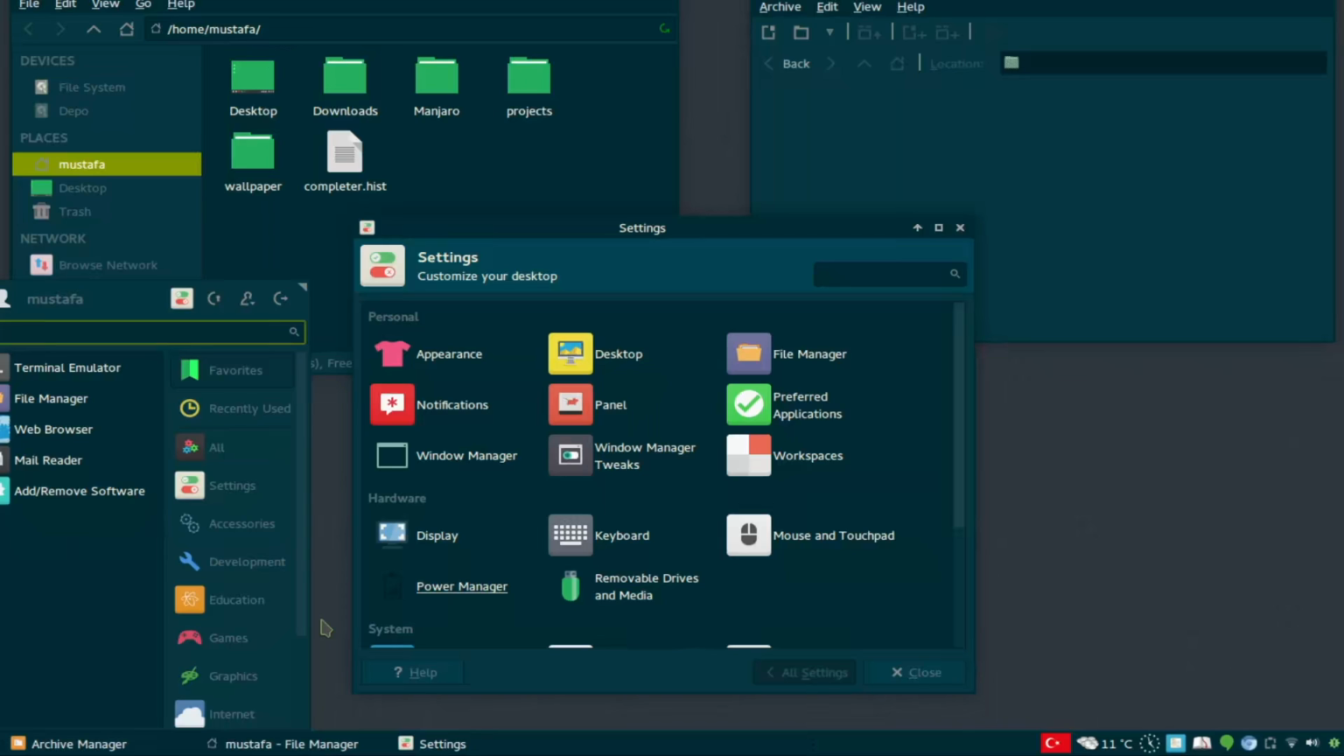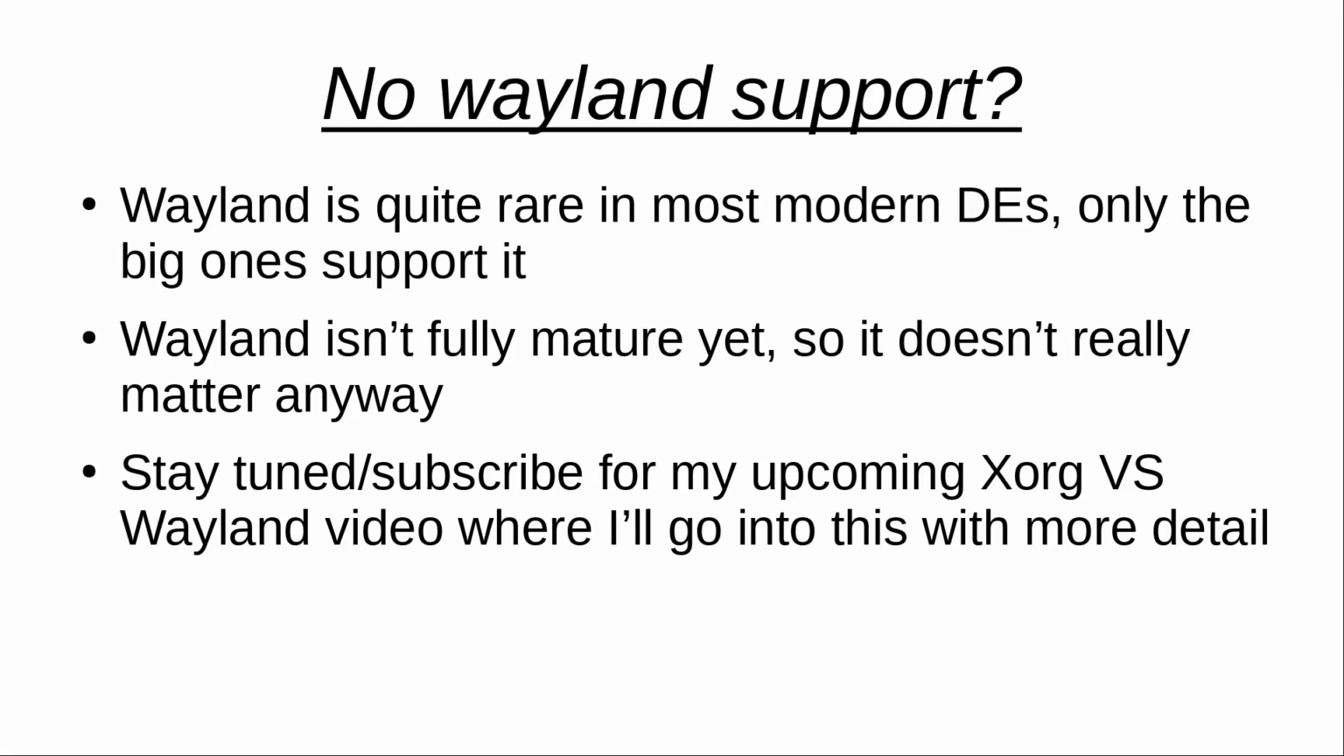So here's XFCE themed a little bit better, and as you can see, it's a very customizable desktop environment. You can modify a lot of stuff about it like KDE. So there's no Wayland support on XFCE, and this isn't exactly an issue for me. Wayland is quite rare in most modern desktop environments. Only the big ones support it, so KDE sort of supports that, and GNOME is fully going with it. Wayland isn't fully mature yet, so it doesn't really matter anyway, because people are still going to be using Xorg for most things, or using XWayland, so what's even the point? Wayland is nowhere near full maturity and being able to be fully used.